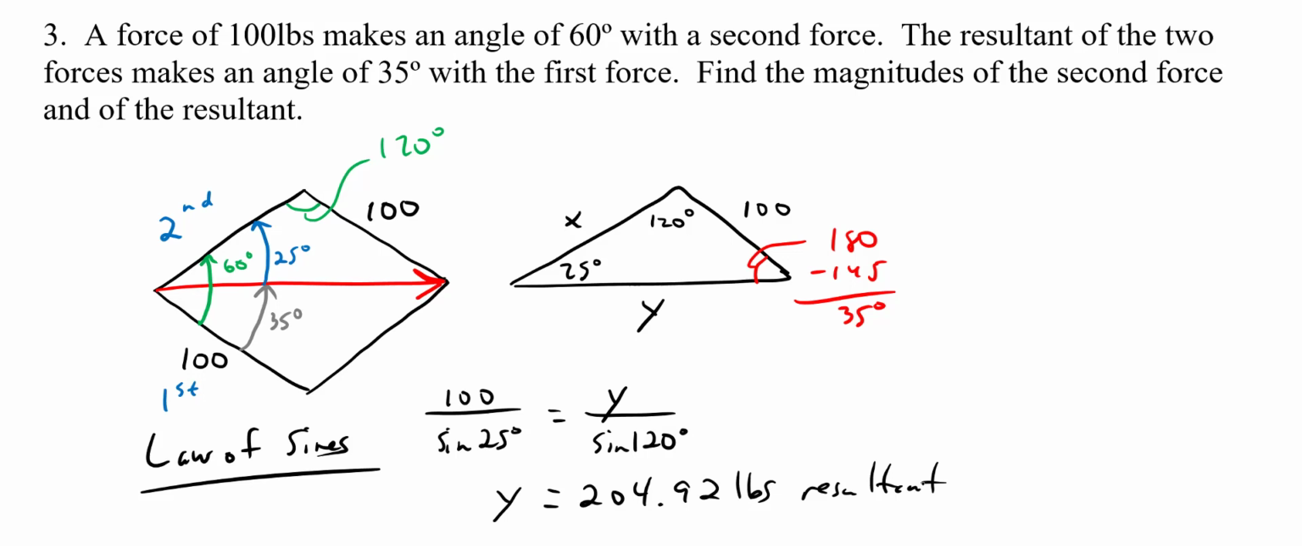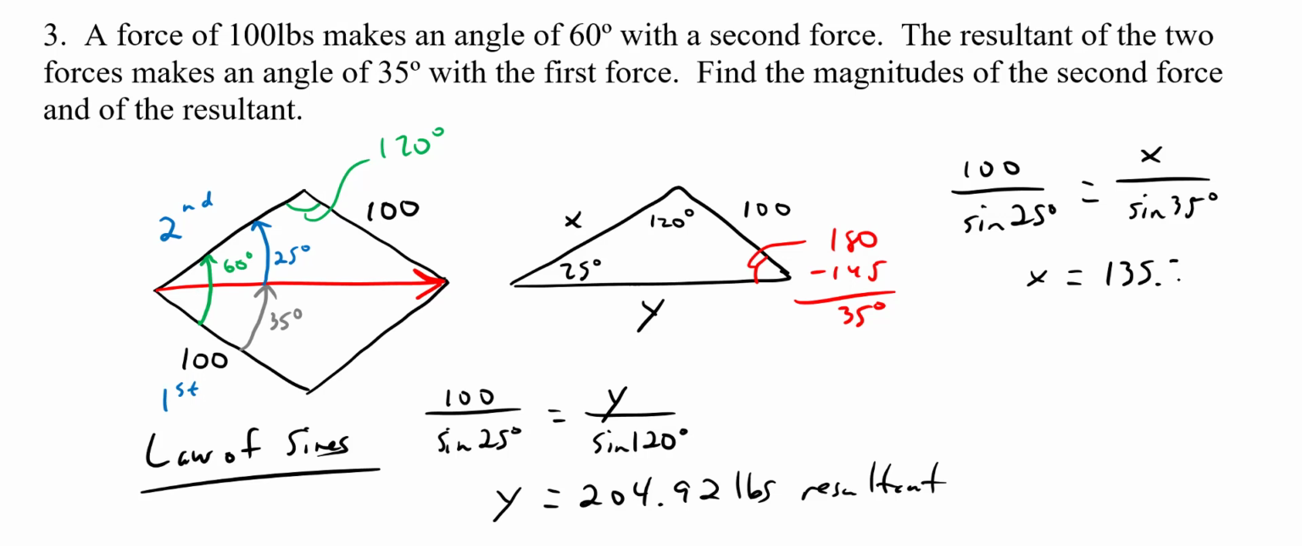Okay, and the x is our second one, so let's just do that. It's just as easy. It's 100 over sine of 25 is equal to x over sine of 35. Cross multiply and divide, and we get x equals 135.72 pounds. Okay, and that's our second force. Just keep them straight, guys.